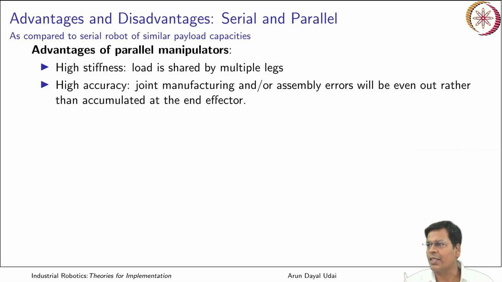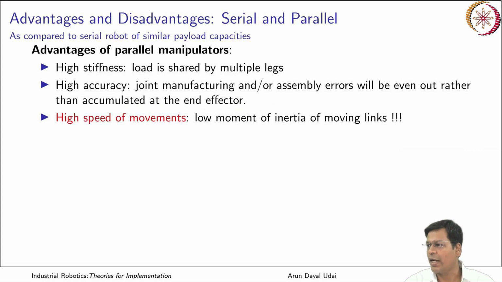So in this case, you have all the actuators which are connecting the bottom and the top frame. So any error in one of the joints may be compensated by the other one. Okay, it need not necessarily be that they are being added together. So that is the reason they are very, very accurate. Joint manufacturing or assembly errors will even out rather than getting accumulated at the end effector, as in the case of serial robots. Okay, so it has very high speed motion.